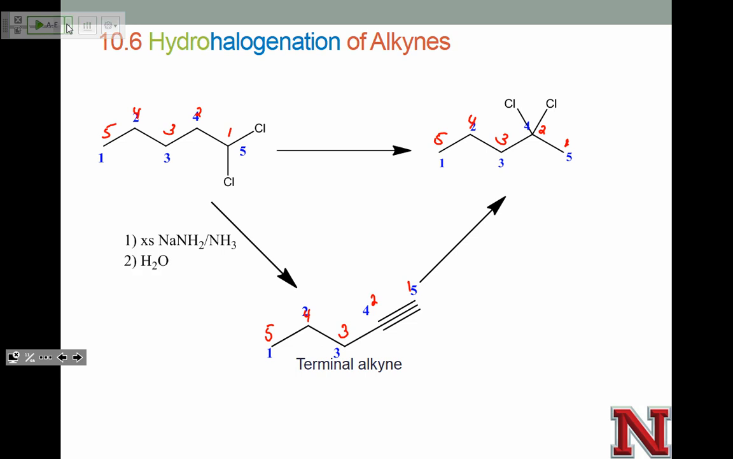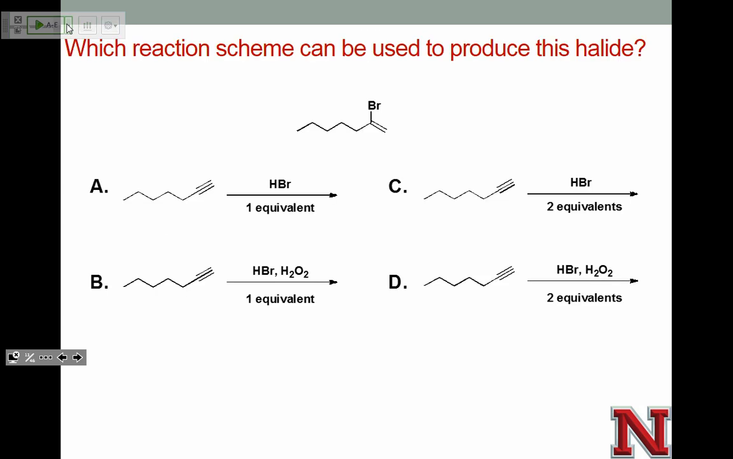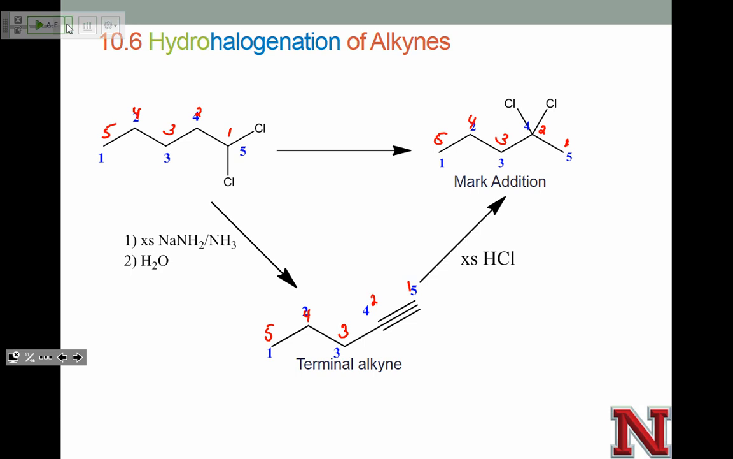And that first step, we can form our triple bond by using our excess NaNH2 with ammonia. Ammonia just helps stabilize everything, and it's our solvent. Followed by water. That's going to form our terminal alkyne. And once we form our terminal alkyne, then we want to do our Markovnikov addition, which is all we can do in HCl. We have to specify we're using excess because we're adding across two of the pi bonds.